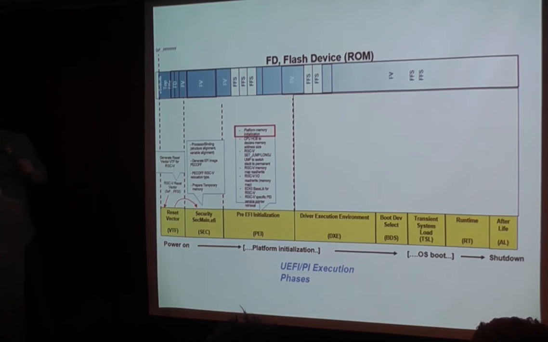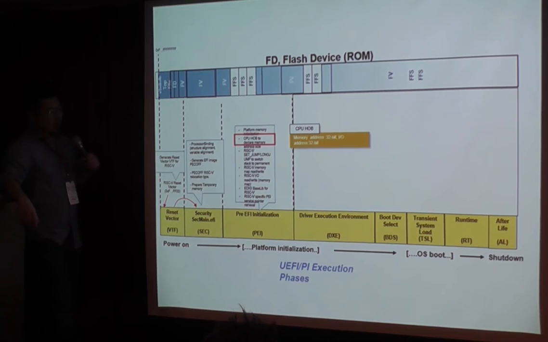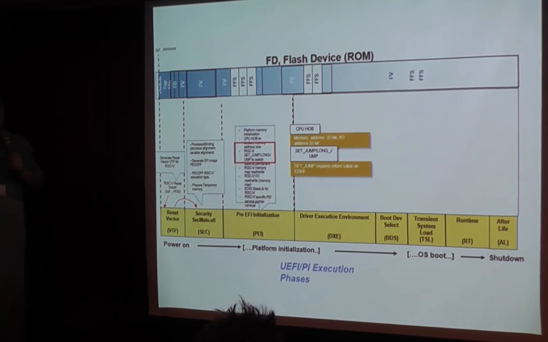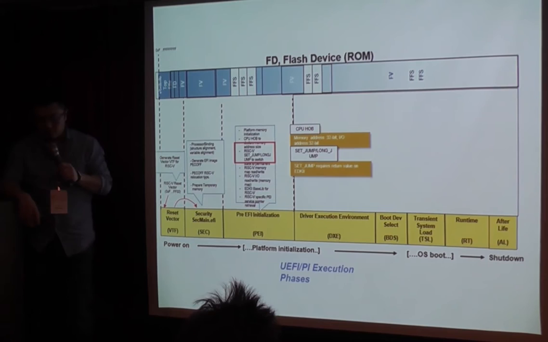So in PI phase, platform memory initialization, we don't need that, just locating memory from the host. And then we provide the CPU HOB to PI. So we declare 32 bit for IO and 32 bit for memory address. You can declare that to 64 or something. And then we have to provide the set jump and long jump. That is for RISC-V. Actually, each processor has a different set jump and long jump.